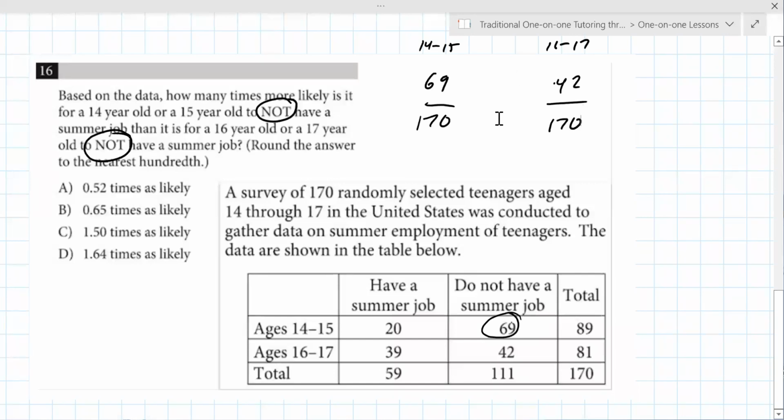So they're essentially asking you, how do you go from the smaller to the bigger? What's the difference? Well, the difference would be 27 out of 170, which if you got a calculator, you'll find is not on this list, not on the A, B, C, D. Okay, so let's do this differently. Do you have a calculator handy? Yes. Okay. I want you to type in 69 over 170 and round to 2 decimal places, and then 42 out of 170 and round to 2 decimal places, and give me that number, please.